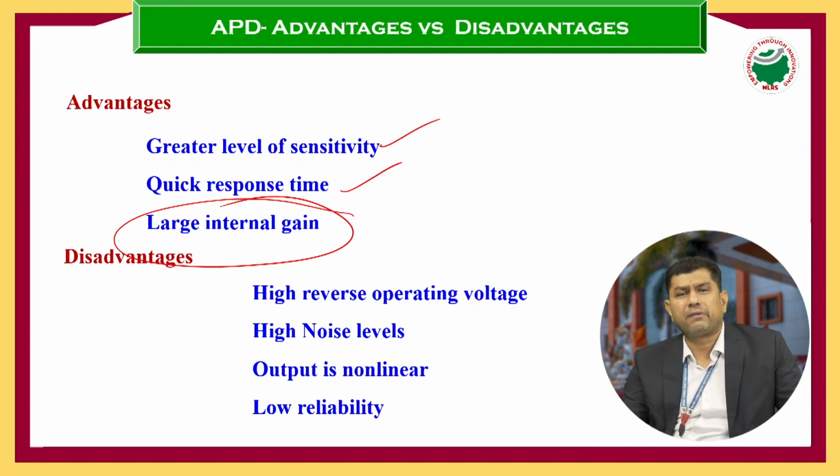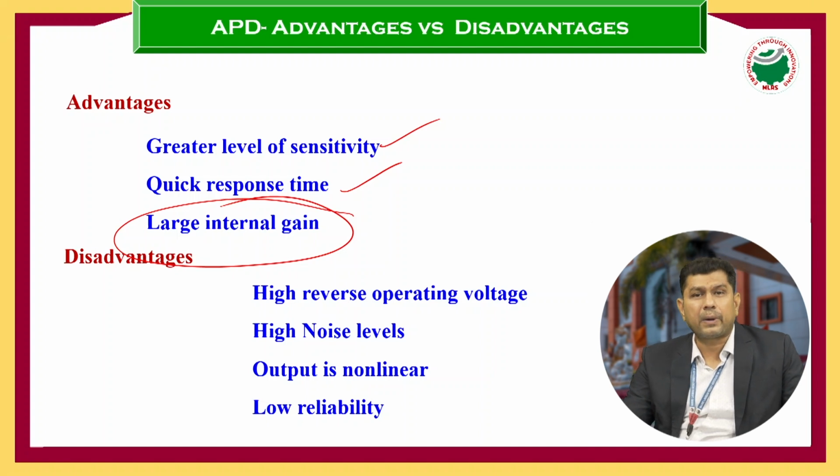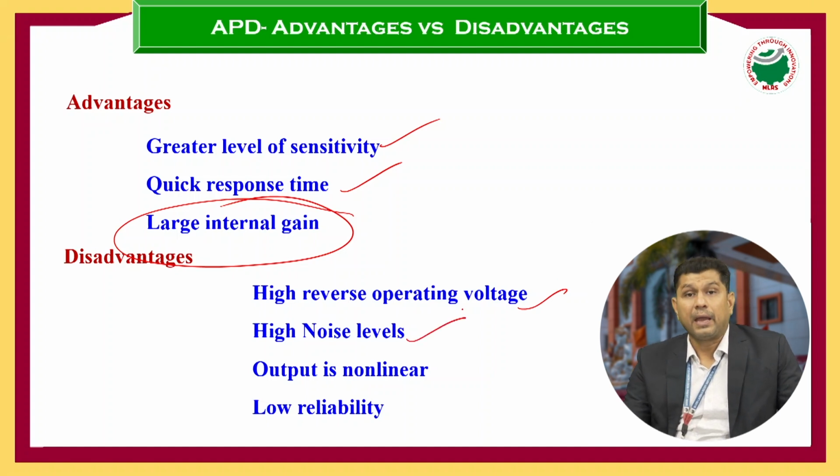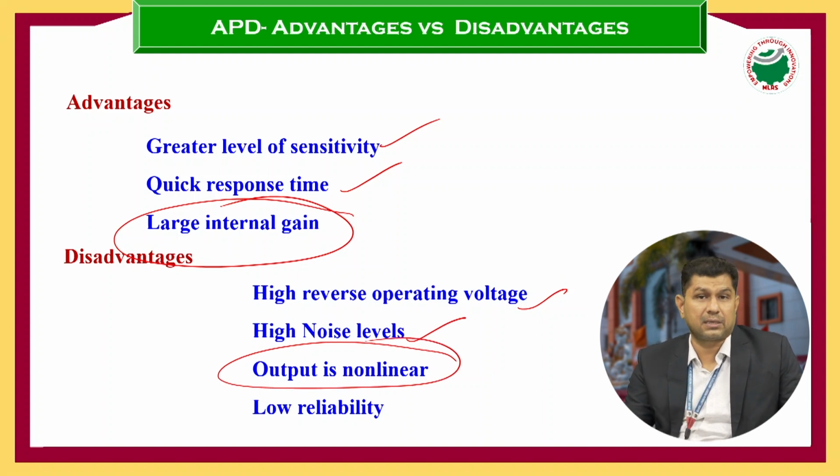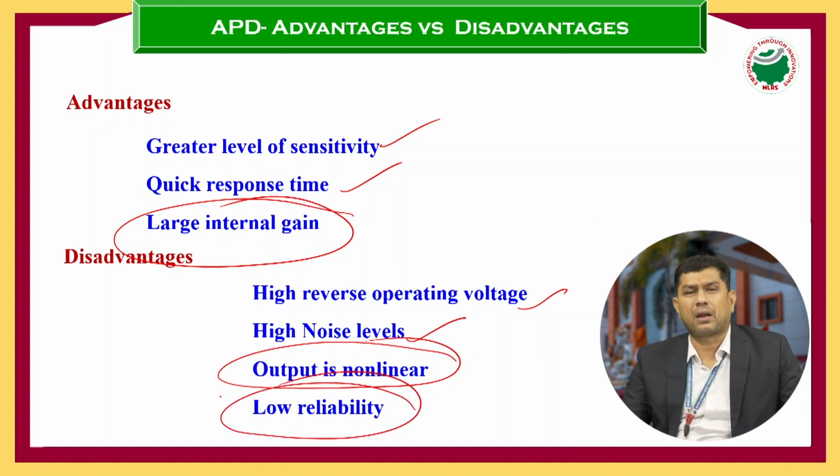The major disadvantages of this APD: the operating voltage is very high. When the operating voltage is very high, its noise is also high. The output is not linear because impact ionization is taking place. With the same intensity of light, applied two times, you will get two different currents, depending on your impact ionization. And low reliability, and you cannot use it as conveniently as our PIN diodes.